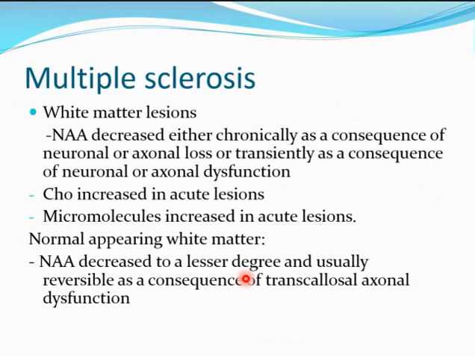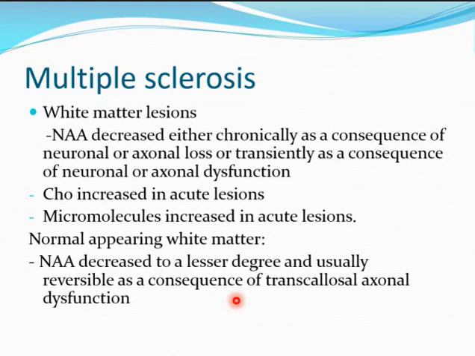In MS, the white matter lesions show decreased NAA, either chronically as a consequence of neuronal or axonal loss, or transiently as a consequence of neuronal or axonal dysfunction. The choline increases in the acute lesions and the macromolecules increase in the acute lesions. The normal appearing white matter will show decreased NAA to a lesser degree and usually reversible as a consequence of transcallosal axonal dysfunction. When the corpus callosum is involved, there will be callosal dysfunction leading to decreased NAA peak that is reversible.